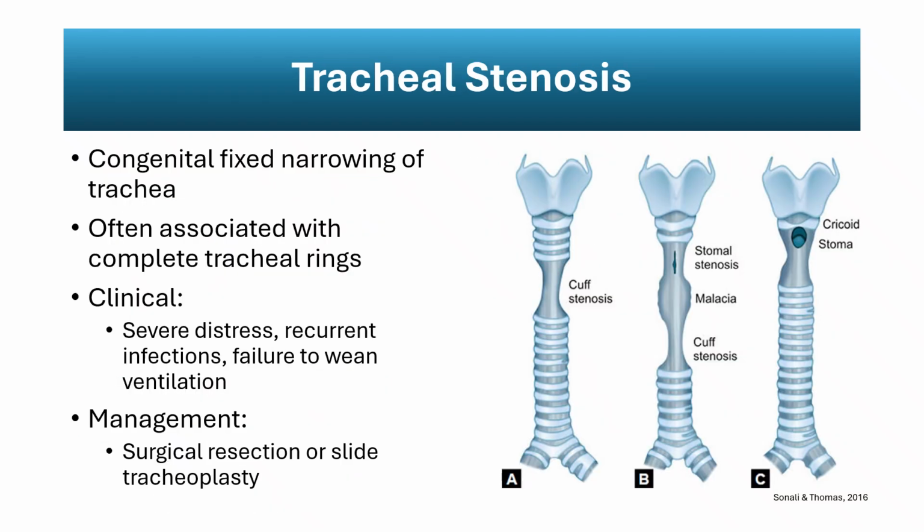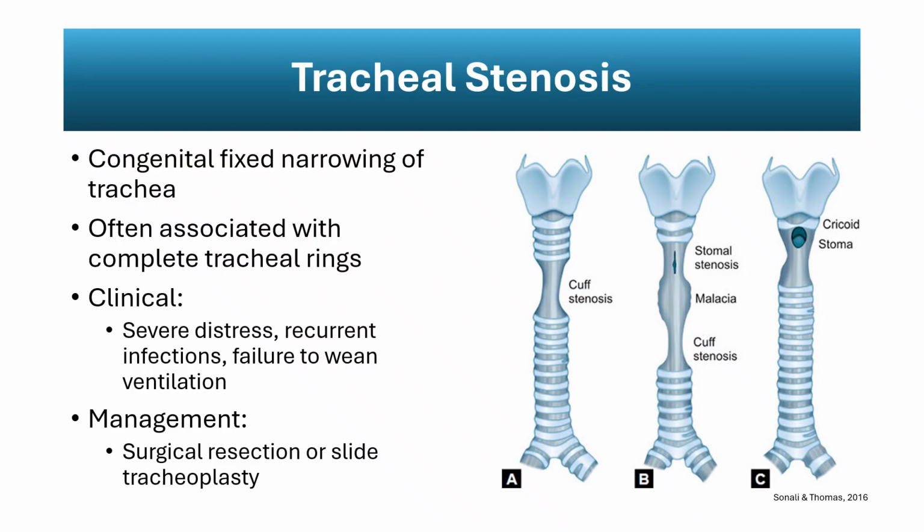Congenital tracheal stenosis is a fixed narrowing of the trachea, often caused by complete tracheal rings that encircle the airway. The severity of stenosis ranges from mild narrowing, which may be asymptomatic, to critical obstruction that can cause severe respiratory distress, cyanosis, or failure to wean from mechanical ventilation. Infants may also experience recurrent respiratory infections due to impaired airway clearance.